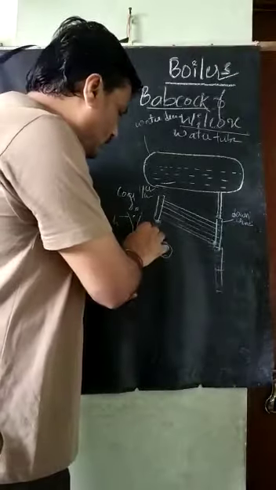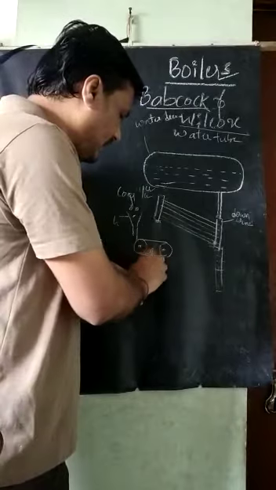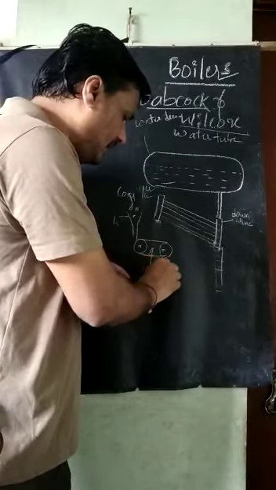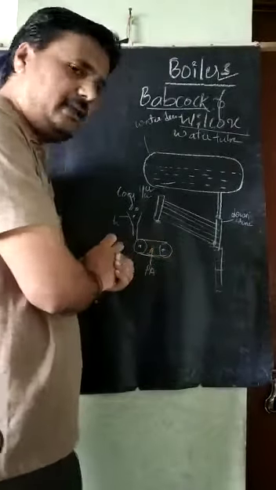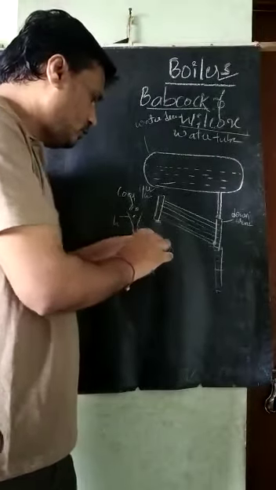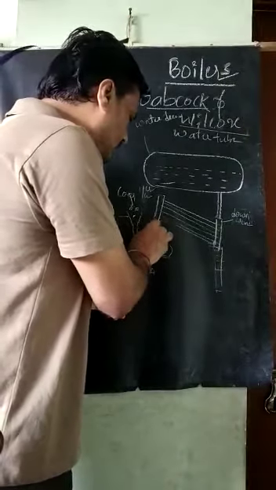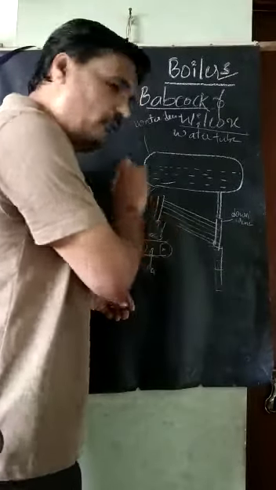That coal will be moving on this grate. When the coal is moving on the grate, air will be supplied, which is also called primary air or secondary air. Then this coal will be burnt, and when it is burnt, the flue gases will be generated.